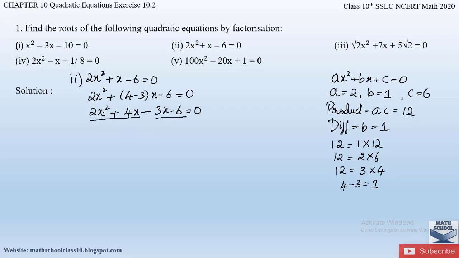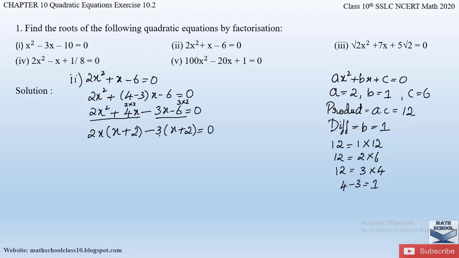Now we have to take common between these two terms and these two terms. So what is common between 2x square and plus 4x? 4 is nothing but 2 into 2. So we can take 2 common. So if you take 2x common, here x will be left, plus 2 is left behind, minus whatever sign is here we should take common. So minus, we can take 3 common here, since 6 is again 3 into 2. So 3x minus into minus will be plus 2 is equal to 0.